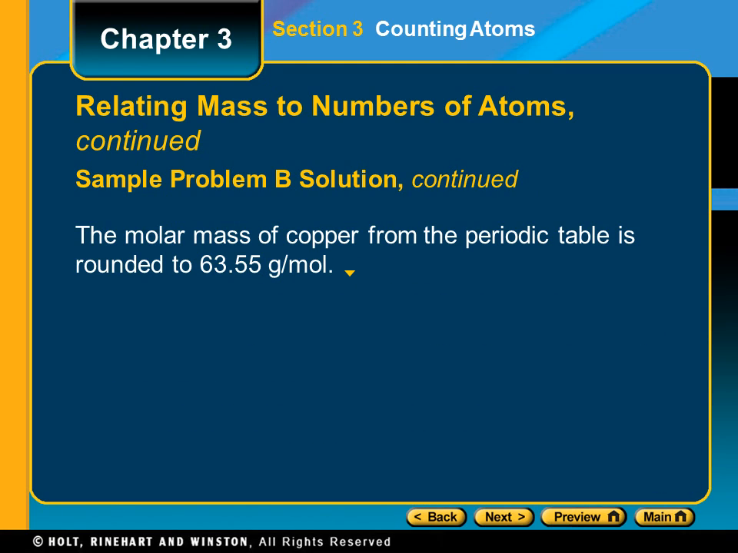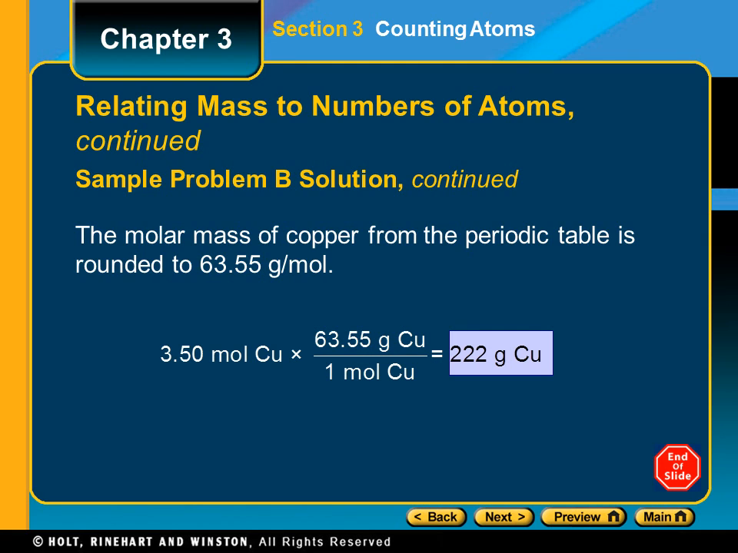The molar mass of copper from the periodic table is rounded to 63.55 grams per mole. So you're either going to be given your molar mass in your problems, or you're going to have to look it up in your periodic table. Okay? So 3.50 moles of copper times 63.55 grams of copper over 1 mole of copper. Notice how you set this up so that you're getting rid of moles of copper, right? Just like the other unit conversions we did. You're left with grams of copper. You do your multiplication. You get 222 grams of copper.